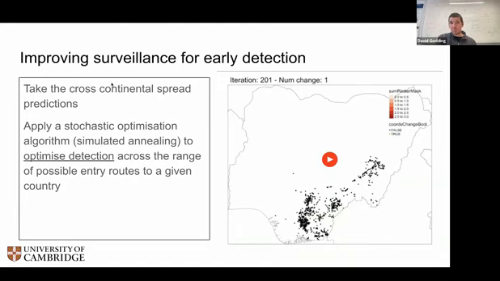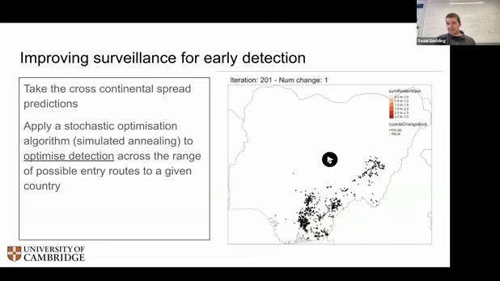So what we take here is the outputs of the model, and that range of different routes that it could spread to Nigeria, and that gives us the various entry routes, and therefore we can optimize for where you should be looking to spot any of those entry routes. What gives you the best chance?